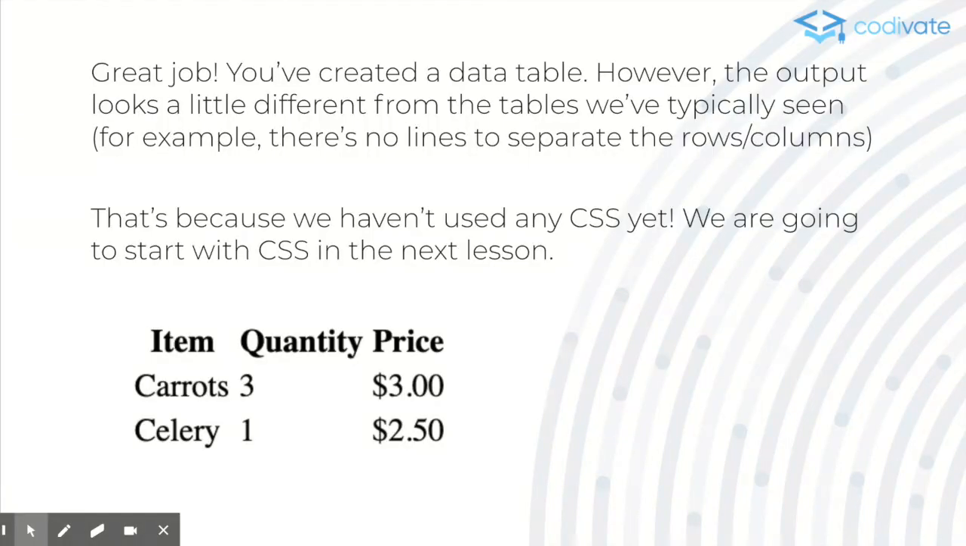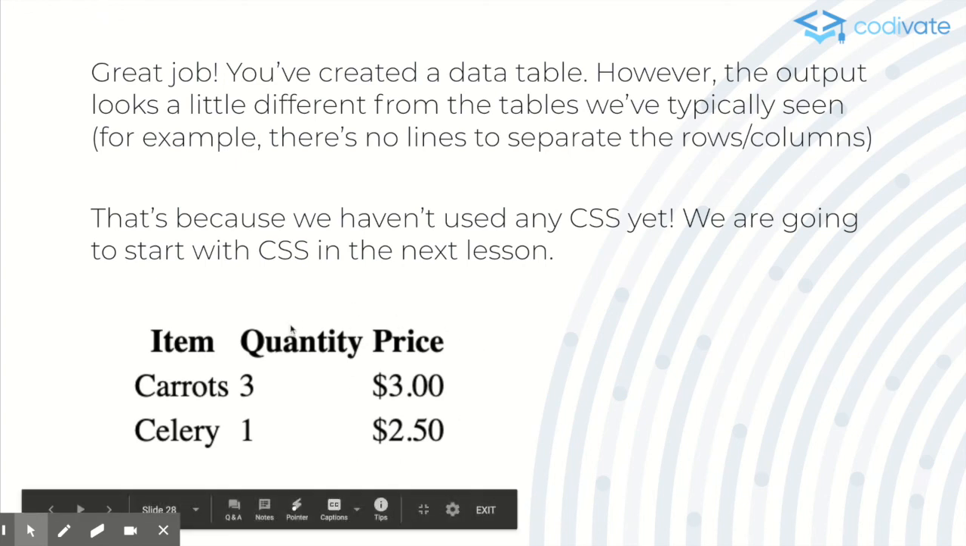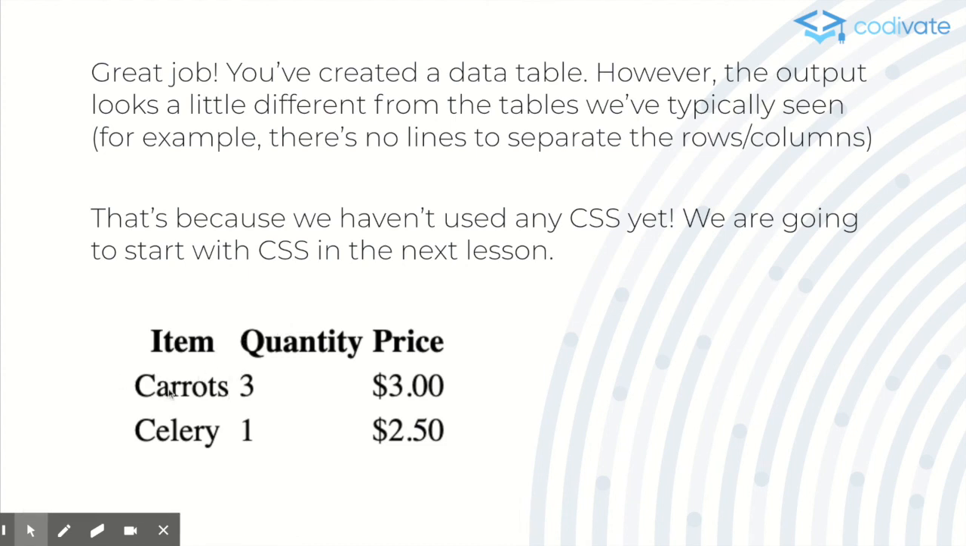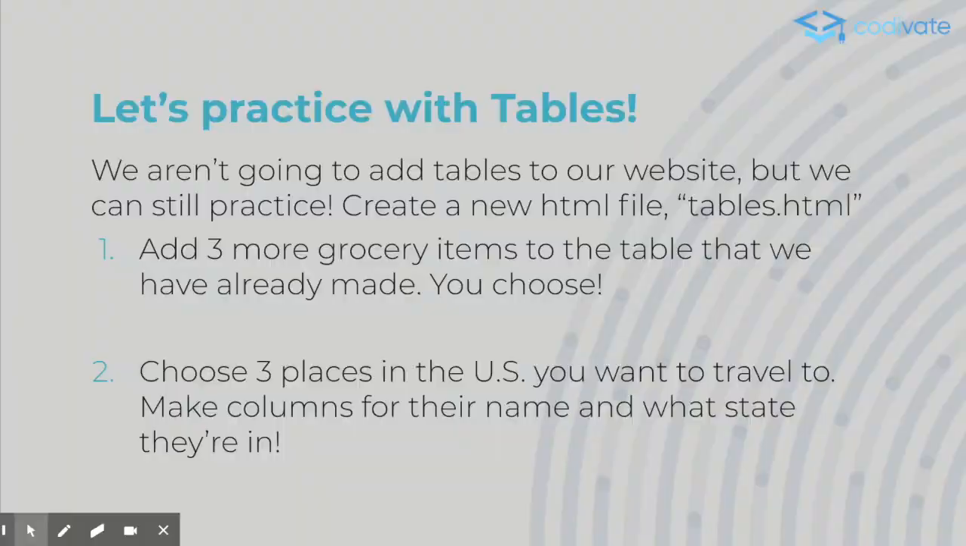So great job, you created your table. However, the output looks a little bit different from the tables we've seen. For example, there's no lines to separate the columns, right? That's because we haven't used any CSS yet, and we're going to definitely start with CSS next lesson. How to make the borders show, how to make the spacing a little bit more, things like that. That's going to help next lesson.